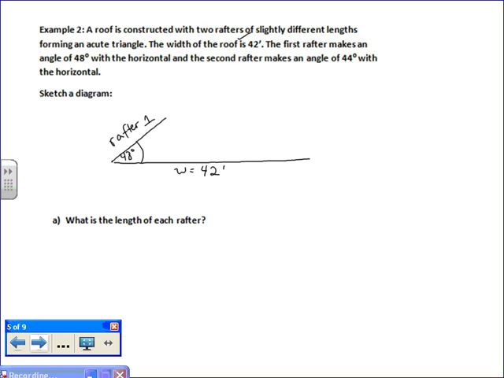Okay, and the second rafter makes an angle of 44 degrees. So 44 degrees is a little bit of a tighter angle, so a slightly smaller angle there. They're pretty close, and they're going to meet somewhere here at the top. So I could get my ruler out and draw some straight lines until they meet. So there's my roof, a quick sketch of my roof.